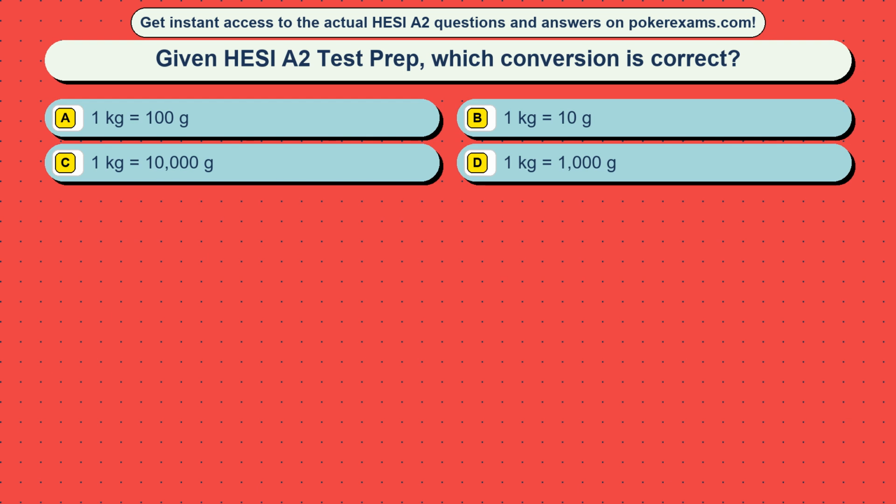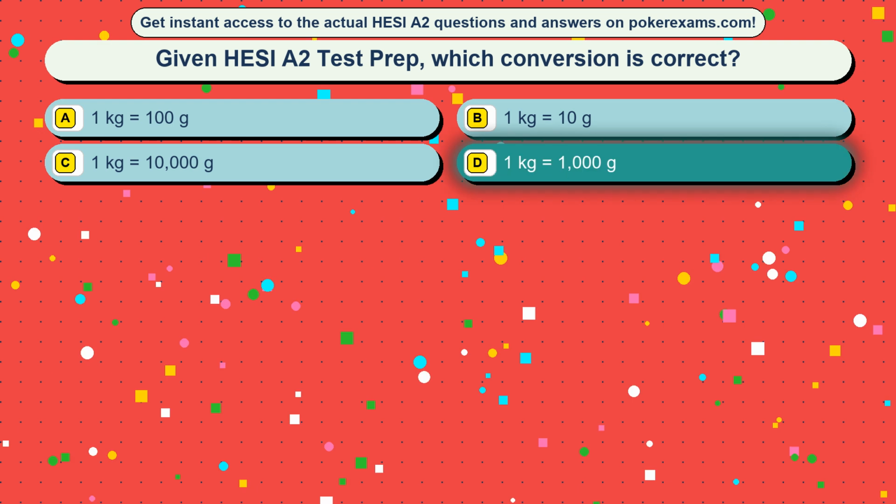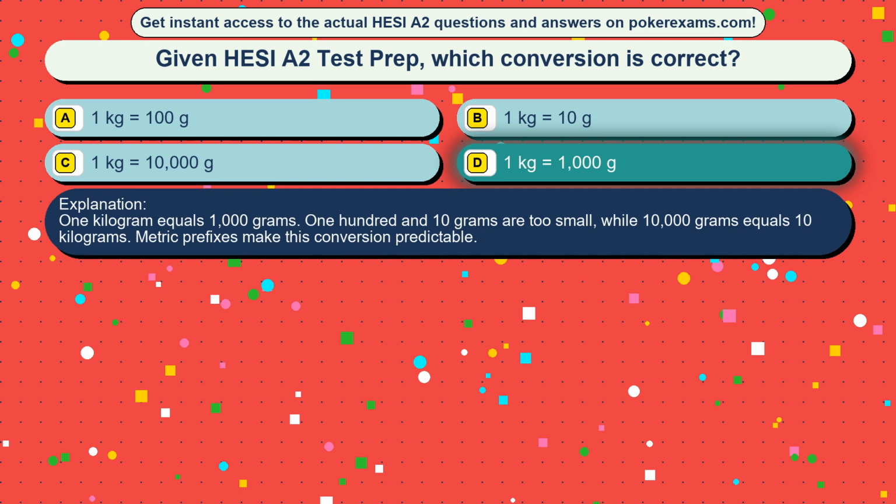Question 18. Given HESI A2 Test Prep, which conversion is correct? Option A, 1 kg equals 100 g. Option B, 1 kg equals 10 g. Option C, 1 kg equals 10,000 g. Option D, 1 kg equals 1,000 g. The correct answer is option D, 1 kg equals 1,000 g. 1 kg equals 1,000 grams. 100 grams is too small, while 10,000 grams equals 10 kilograms. Metric prefixes make this conversion predictable.